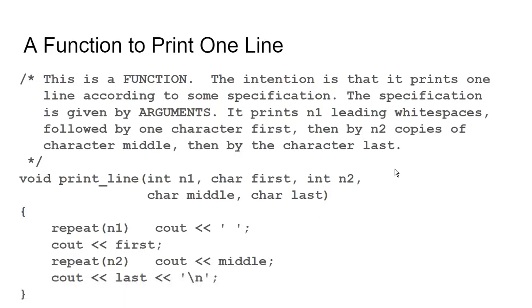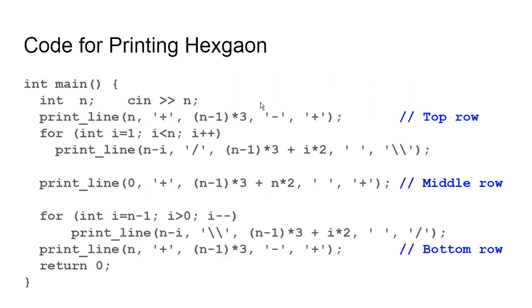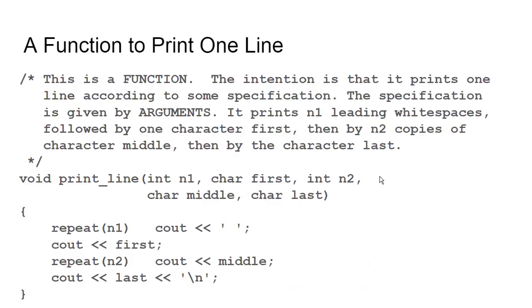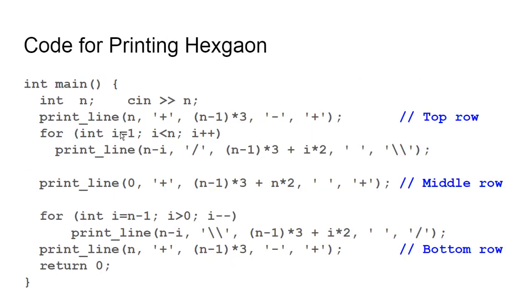After writing a function, the rest of the code for computing the hexagon becomes much more succinct. After reading in n, we first print the top row using this 5-part specification, and then we print the part between the top row and the middle row. The lines between the top row and middle row start with a slash and end with a backslash, and have white space in the middle. So we have a loop, i goes from 1 to n-1. We print these lines, and then we print the middle row.